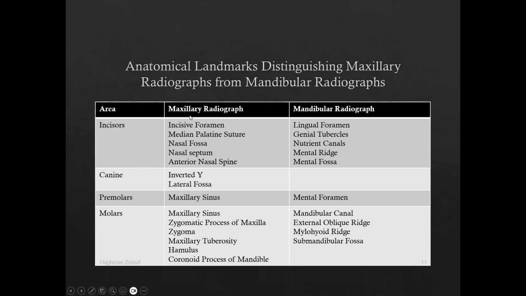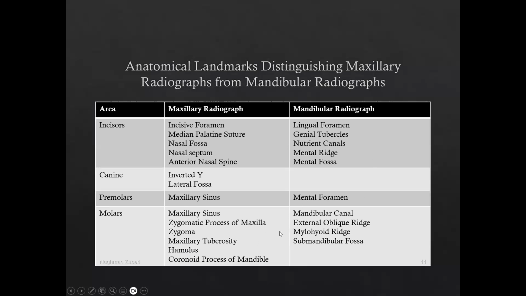Well, in the canine region on maxillary radiograph, you would be able to see that typical inverted Y, which I will show you in a couple of minutes, and the lateral fossa. But on the mandibular radiograph in the canine region, we do not have any distinct anatomical feature. On the premolars in maxillary radiograph, you would be able to see the maxillary sinus, whereas in mandibular radiograph, you would be able to see the mental foramen. On the molar region, in the maxillary radiograph, you would be able to see the maxillary sinus, zygomatic process of maxilla, zygoma, maxillary tuberosity, hamulus, as well as the coronoid process of mandible is visible on the maxillary radiograph. Remember that. I will show you.